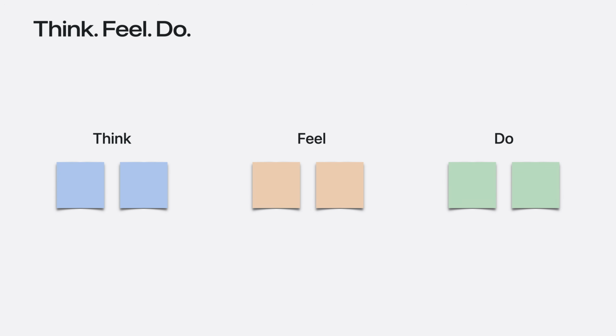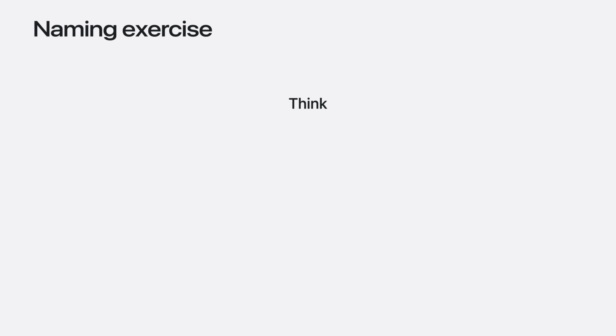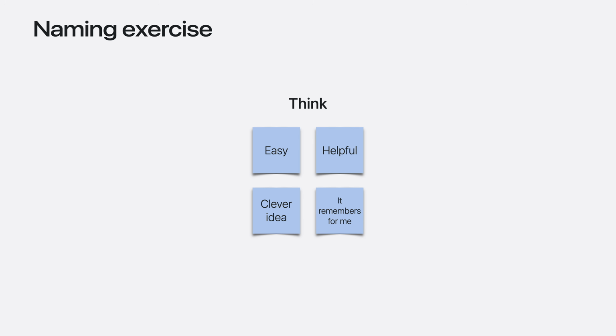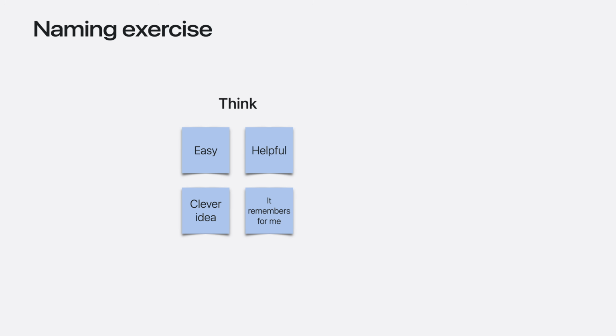On your own or with your team, write down a few thoughts in each of these sections, one idea per sticky note. Think. What does the team want people to think when using this type of feature? Maybe that it's easy or helpful or even clever. When you do this, write down as many ideas as you can and don't filter yet. You're not looking for the perfect word. You're looking for the themes that keep coming up.